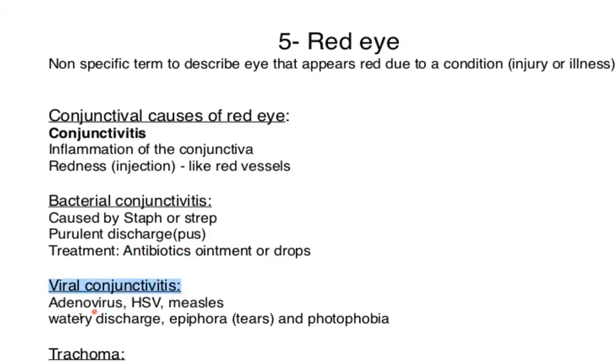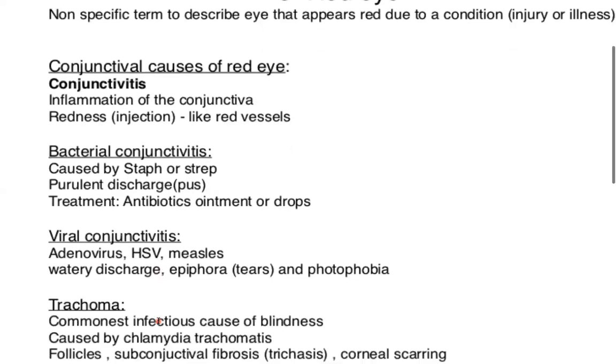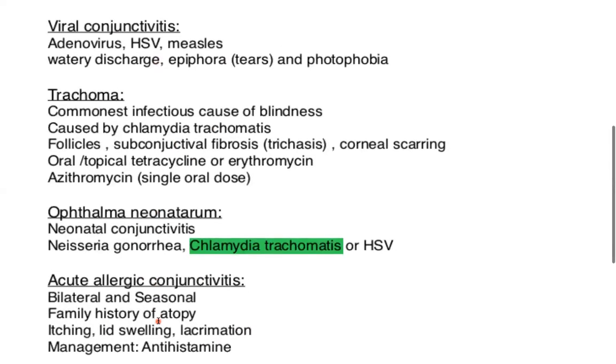If it's viral, there won't be pus. There will be watery discharge, tears or epiphora, and photophobia, so they don't like looking at the light, they can't look at the light, it really hurts. In these cases there are a lot of viruses that can cause it, but mainly adenovirus, herpes simplex virus and measles. Viral conjunctivitis has no treatment because you just wait for the infection to go away and it goes away. So do you see the difference? Bacterial will have pus and pussy discharge, and in this case you'll give antibiotics. While viral will have watery discharge and you're not going to give antibiotics. Okay? Simple as that. For trachoma, I'm going to skip trachoma, sorry.